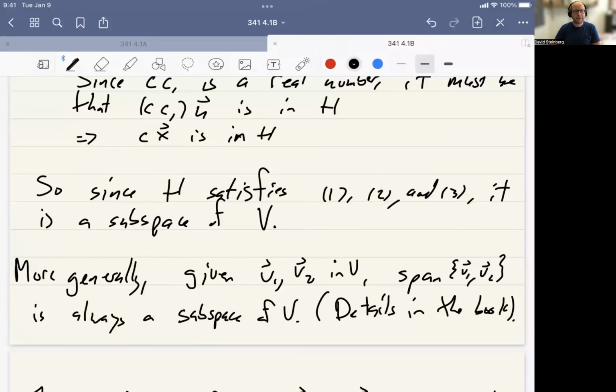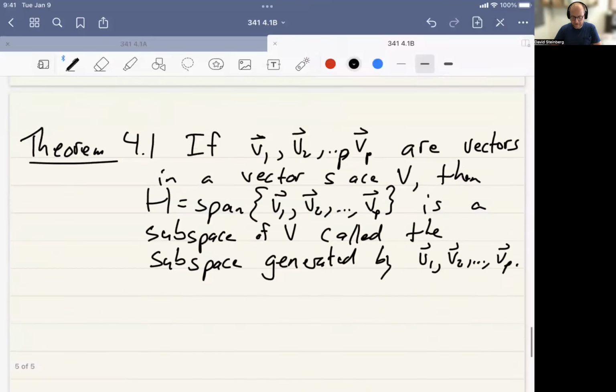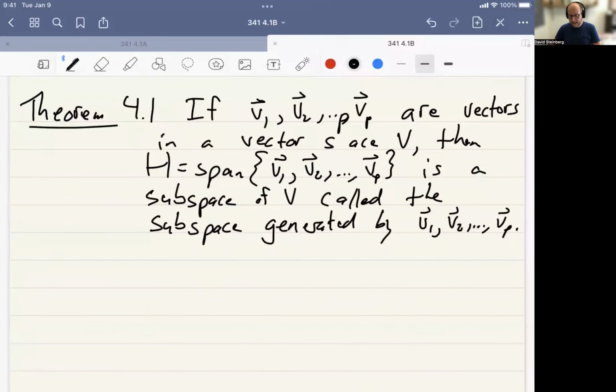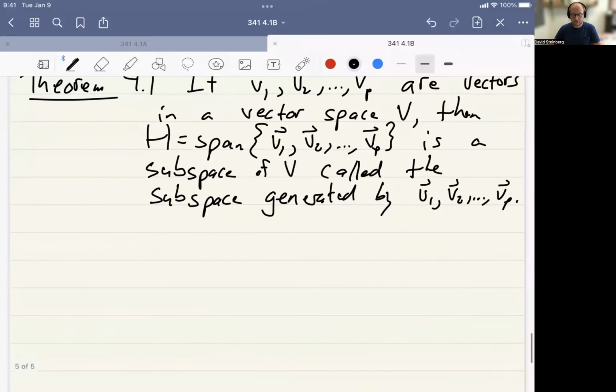Okay, we'll capture this with our first theorem of the chapter. Theorem 4.1: if v1, v2 up through vp are vectors in a vector space V, then H, the span of these vectors, is a subspace of V called the subspace generated by v1, v2 up through vp. Okay, so that's a quick summary of the example we just did. Again, we'll leave the proof for the textbook if you're interested.